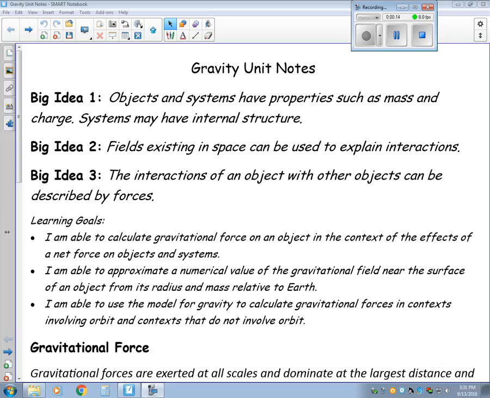Big idea two, this is new. Fields existing in space can be used to explain interactions. Remember that a force is an interaction between two objects. So one of the models we have that helps us explain interactions or forces is to use fields. Big idea three, the interaction of an object with other objects can be described by forces. So we've seen that one.